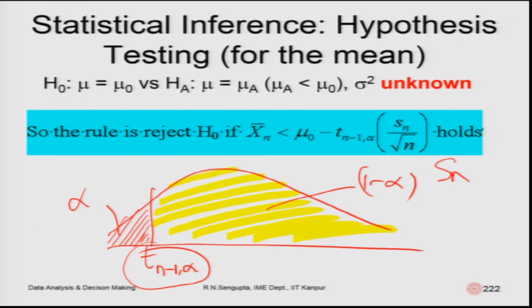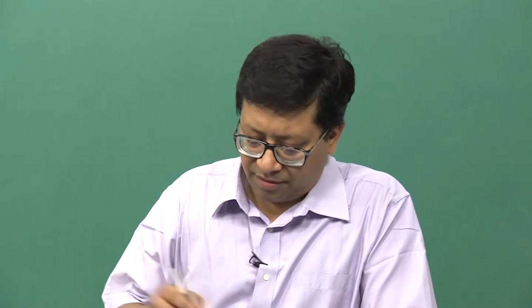Now, the question would arise: what is the hypothesis for the case when it is the greater than type? In that case, under H naught you have mu is equal to mu naught, under H A mu is equal to mu A, but mu A is greater than mu naught, and sigma square, which is the population variance, is unknown. And simply in this case it is on the right hand side.